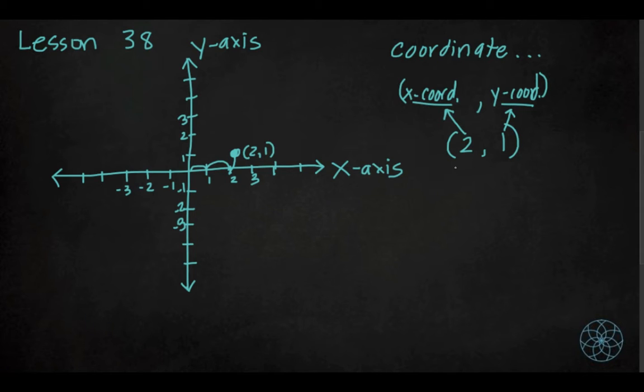Let's give another point. How about -1, +4? So again, the first number tells us where to go on our x-axis. So this time we're going to go to the left.